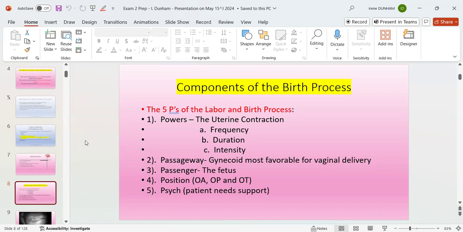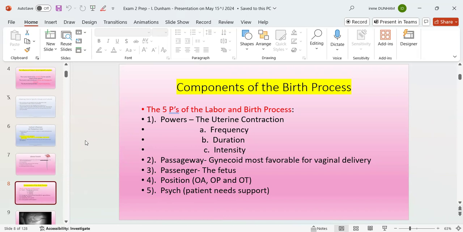Normally a good contraction is equal to about 50 millimeters of mercury. That's a lot of pressure. So don't forget, she's feeling that pressure, and so is the baby. So we have to have those contractions.